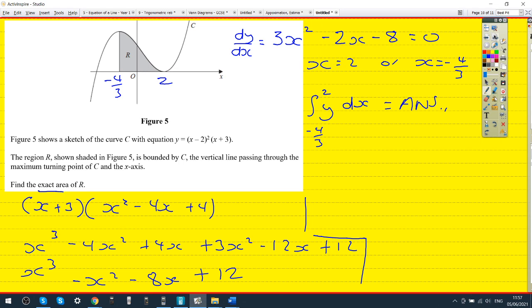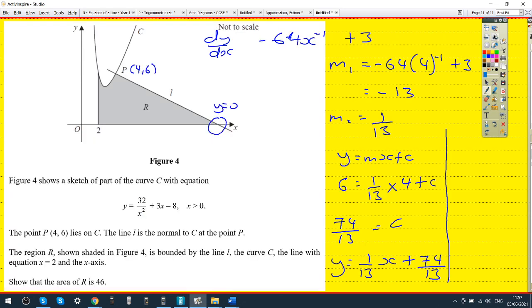That was similar, I think. And then this one, dy dx gives you the gradient, and so for perpendicular, the negative reciprocal.